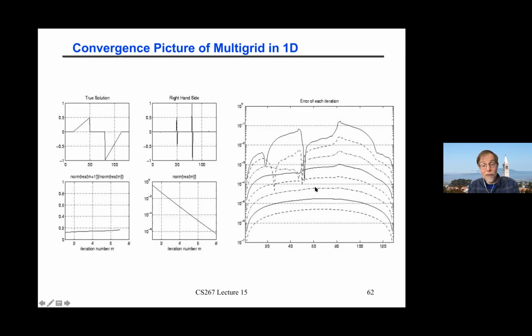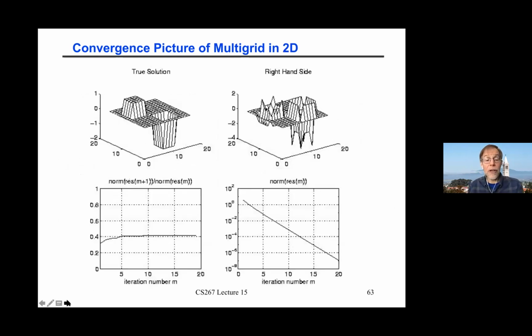So you can see that's one property of multigrid. The other property is that they're much smoother. It starts out very jaggy, and the error gets much smoother as you go down, because that's what multigrid is doing. It's smoothing out the error. So that's a 1D picture. And here's a 2D picture. And now the convergence is 0.4 per iteration instead of 0.2. But the theory says it has to be better than 0.5. It's often much better.